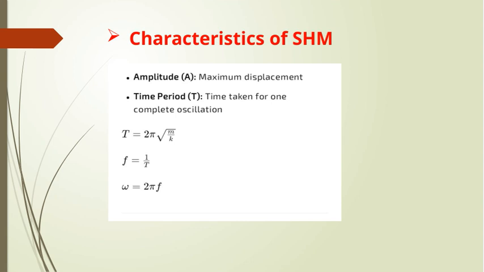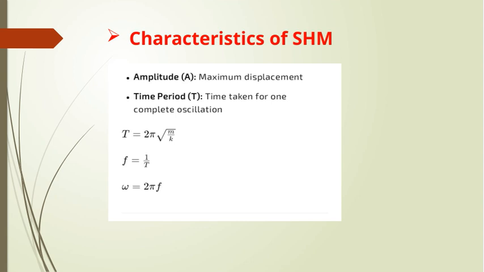Another key point is that the restoring force in SHM is directly proportional to the displacement, but acts in the opposite direction. This proportionality is what keeps the motion oscillating back and forth around an equilibrium point. Additionally, the amplitude of SHM, that is, the maximum displacement from equilibrium, remains constant in ideal conditions, meaning there's no energy lost to friction or resistance.